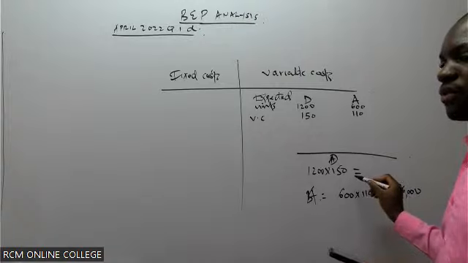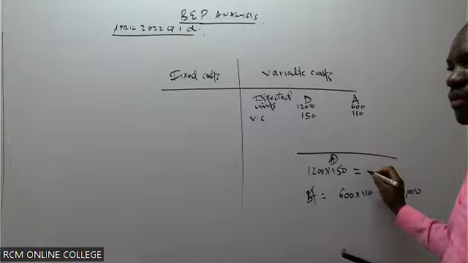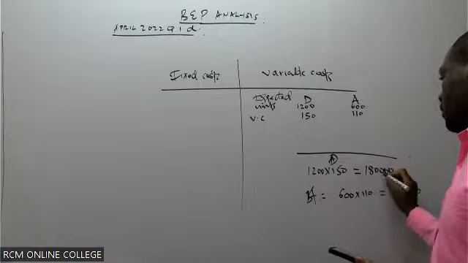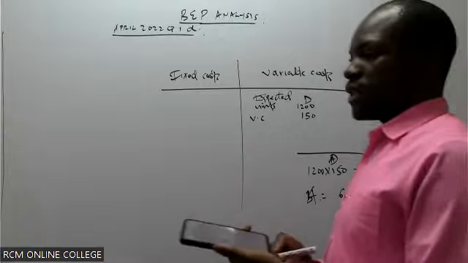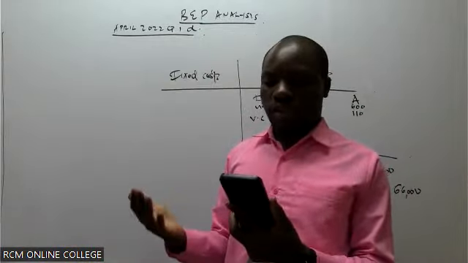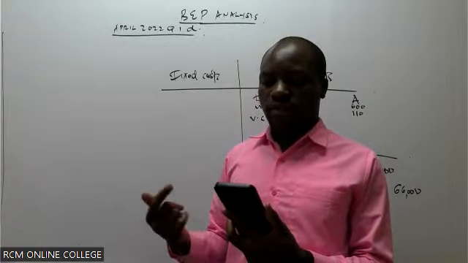How about this? For A, we should be having a figure of 1,200 times 150, that is 180,000. So if you look at the question there, the statement given, you're able to see where we are getting the total variable cost from, that is 180,000. You're able to see where you're getting 66,000 from.